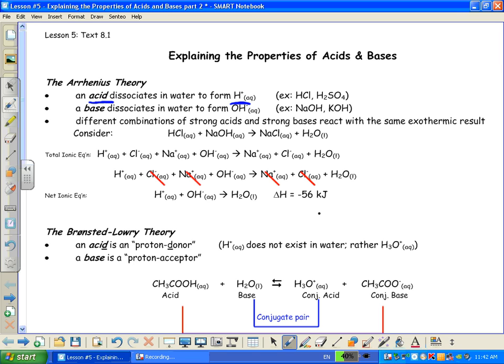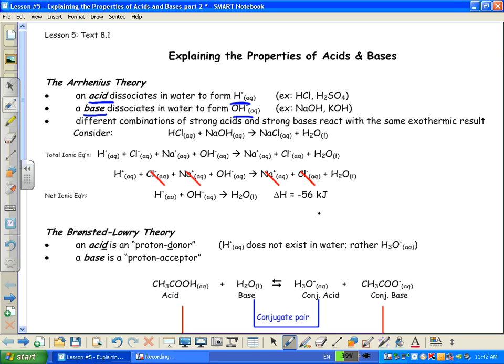For example, hydrochloric acid and sulfuric acid would dissociate and produce hydrogen ions, letting it be known that it is an acid. A base also dissociates in water to form hydroxide ions. So we'll do a little underline there. For example, we have sodium hydroxide and potassium hydroxide, which are very strong bases. If you were to dissolve them in water, you would form hydroxide ions in the water.